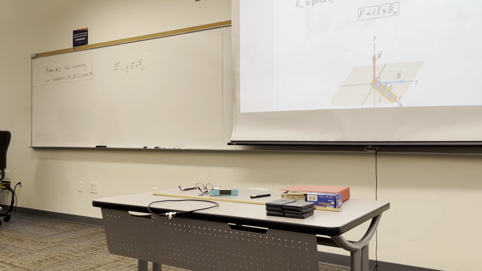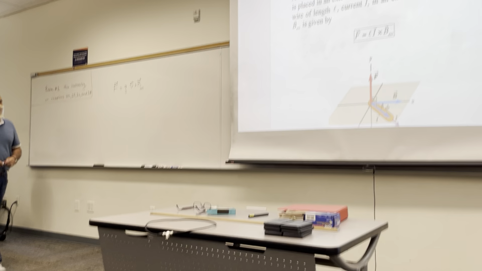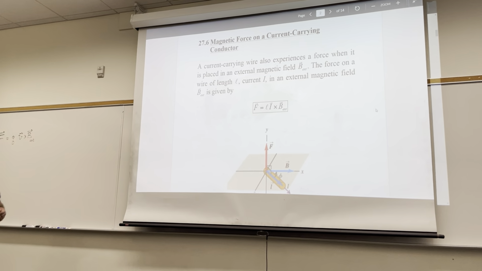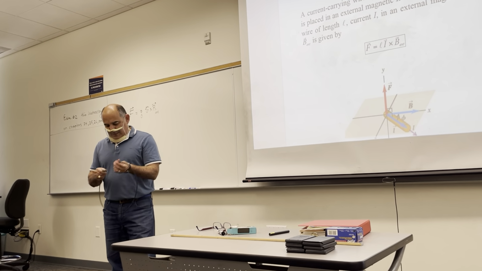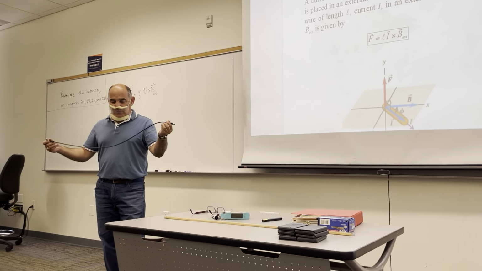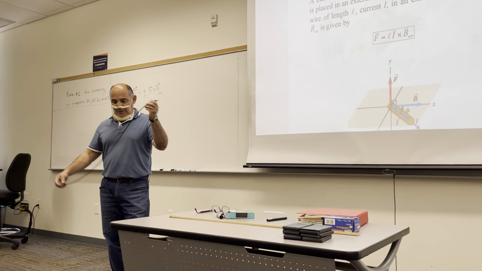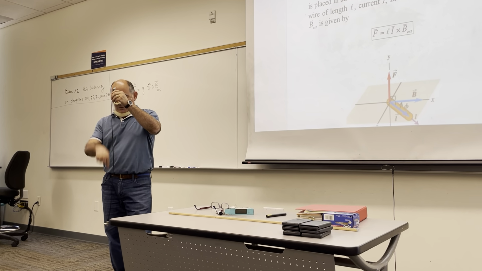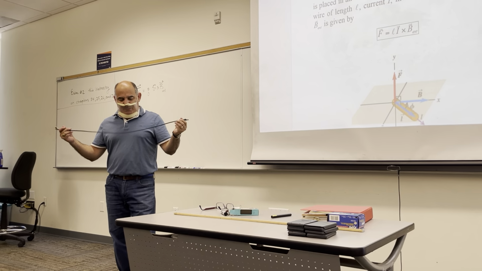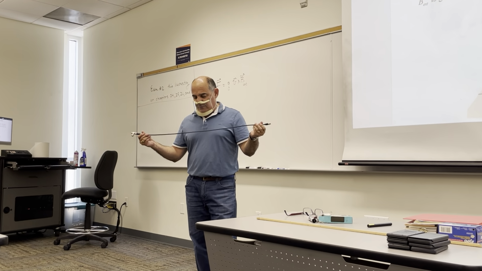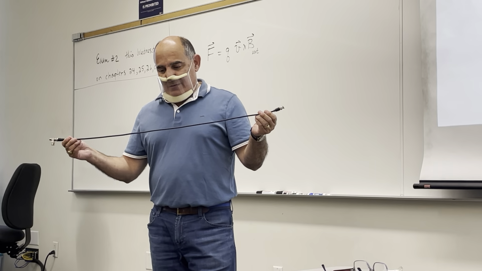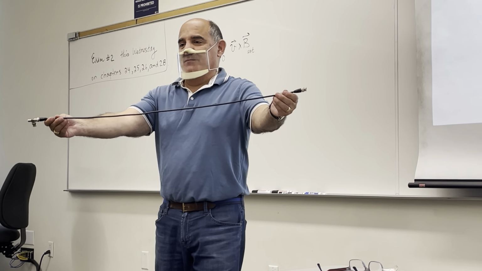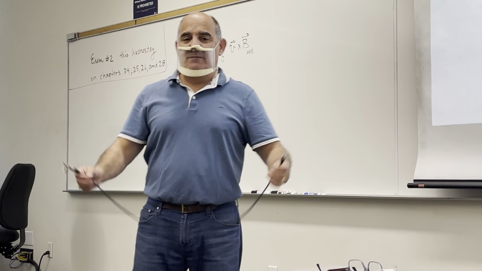Now, what happens if there's a wire and the length of the wire is L? Maybe there's a wire and the length of the wire is L and the wire has a current in it. Maybe the current is this way or maybe the current is that way. And what if I place this wire with this current I in it, length L, in a magnetic field region? What will the magnetic field do to it?